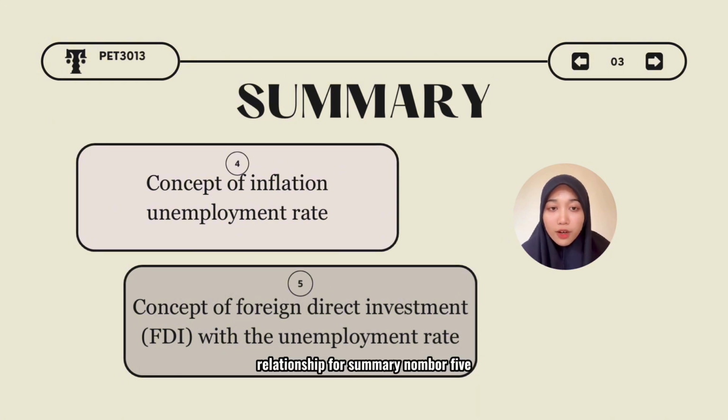For summary number 5 is the concept of foreign direct investment (FDI) with the unemployment rate. This concept has a negative relationship with unemployment. It has been shown that an increase in FDI can lead to a decrease in the unemployment rate. However, there is also agreement by research that these two variables may have a positive relationship, showing that the relationship between FDI and unemployment is complex and may vary based on different contexts.